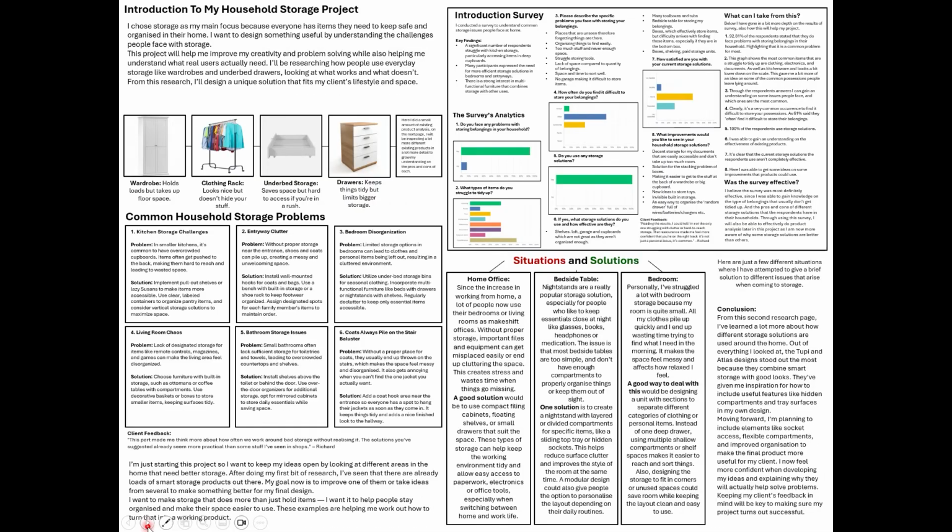I began with a research table. You can take a look at this. This is basically to help me know what I wanted to research. This is my introduction page where I did a survey. I wrote about common household storage problems. I was basically gaining an idea of the different ways you can store things in your house, personal possessions and stuff like that.